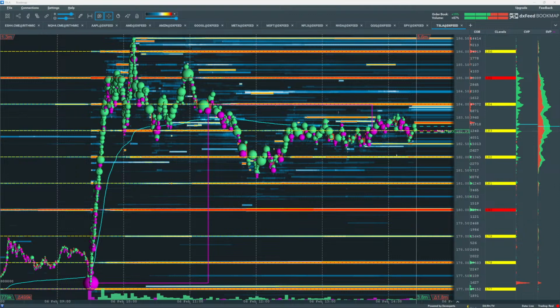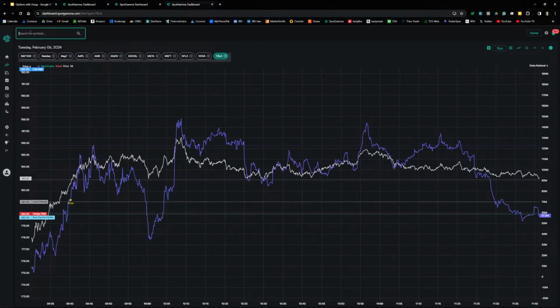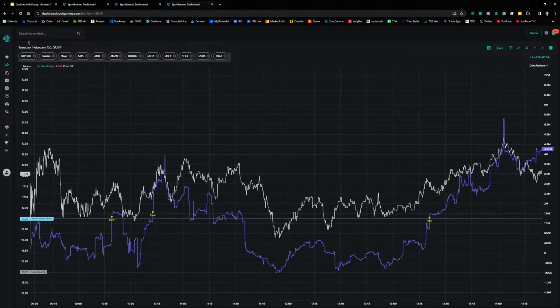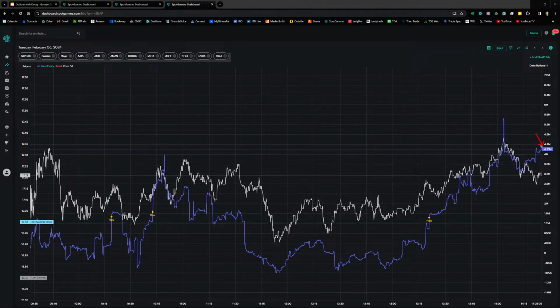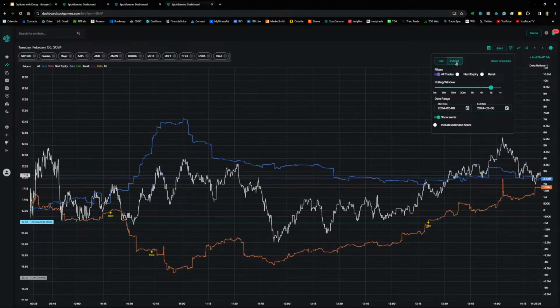All right, Sotorazzi wants to take a look at Snap. So again, I don't have Snap in Bookmap. We can take a look here in Hero, see what options traders are doing. Very choppy. Very low notional value, 4.2 million. And net for the day, traders are buying calls and selling puts.